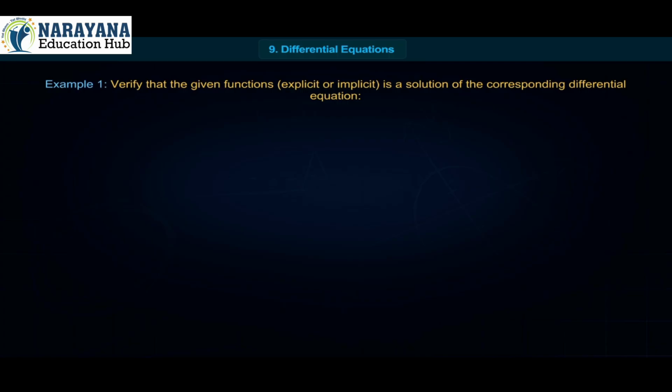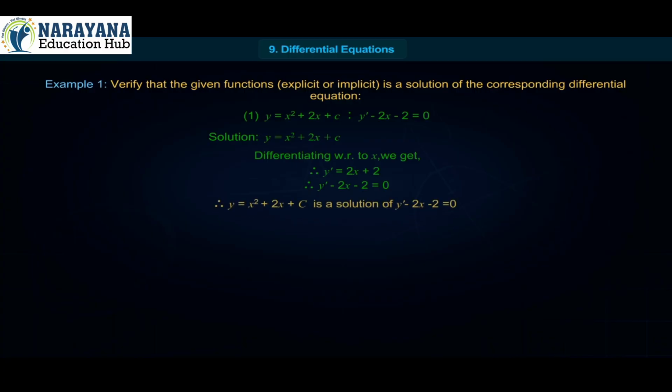Example 1. Verify that the given functions, that is explicit or implicit, is a solution of the corresponding differential equation. Number 1. y is equal to x square plus 2x plus c. y dash minus 2x minus 2 is equal to 0. Solution. y is equal to x square plus 2x plus c. Differentiating with respect to x, we get, therefore y dash is equal to 2x plus 2. Therefore y dash minus 2x minus 2 is equal to 0. Therefore y is equal to x square plus 2x plus c is a solution of y dash minus 2x minus 2 is equal to 0.